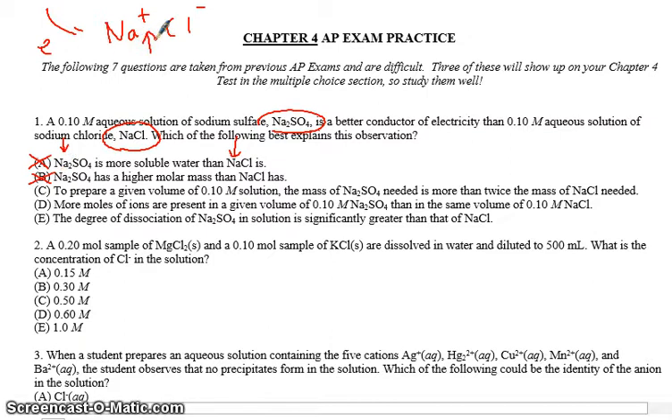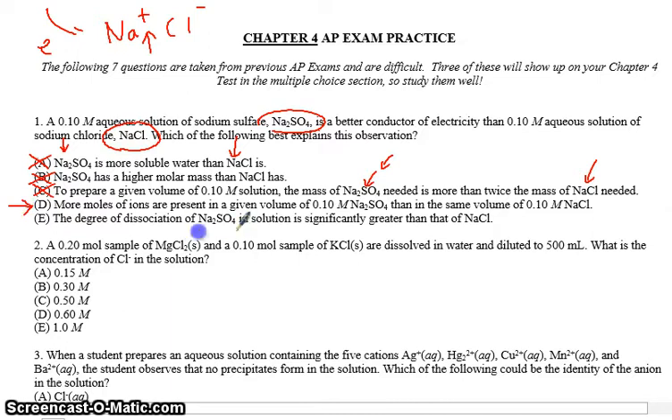C says to prepare a given volume of 0.10 molar solution, the mass of sodium sulfate needed is more than twice the mass of NaCl needed. This is also true, again, because sodium sulfate just has a higher molar mass. There are more atoms in sodium sulfate. But this doesn't explain the conductivity. Now, D is the correct answer, but let me go through E to discuss why E is not, and then we'll come back to D.